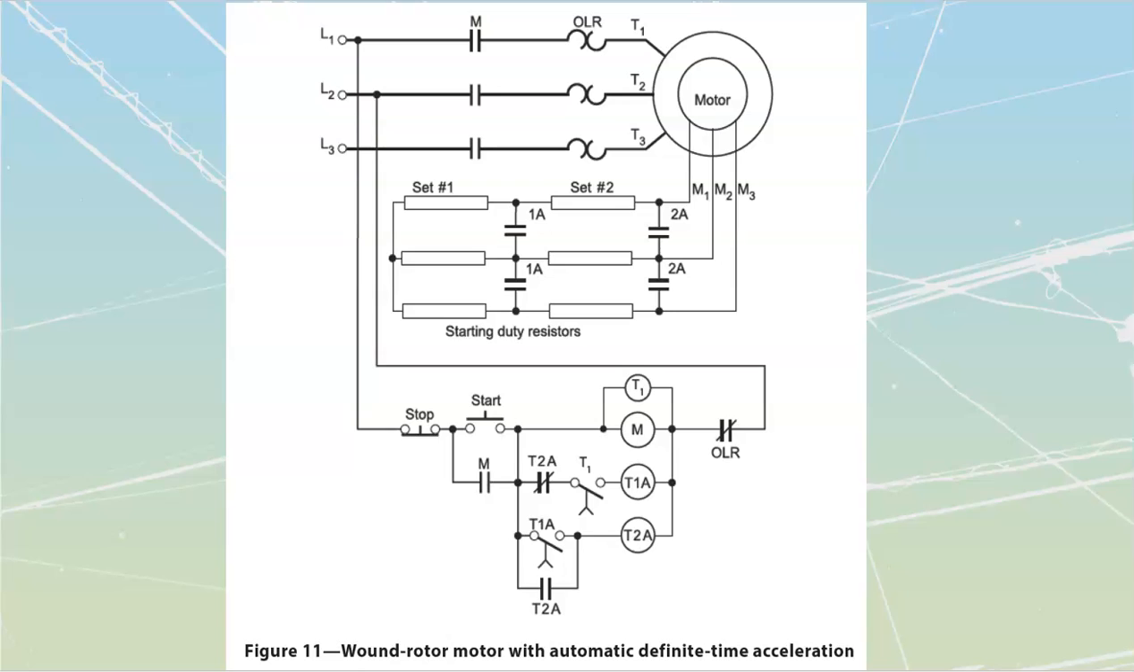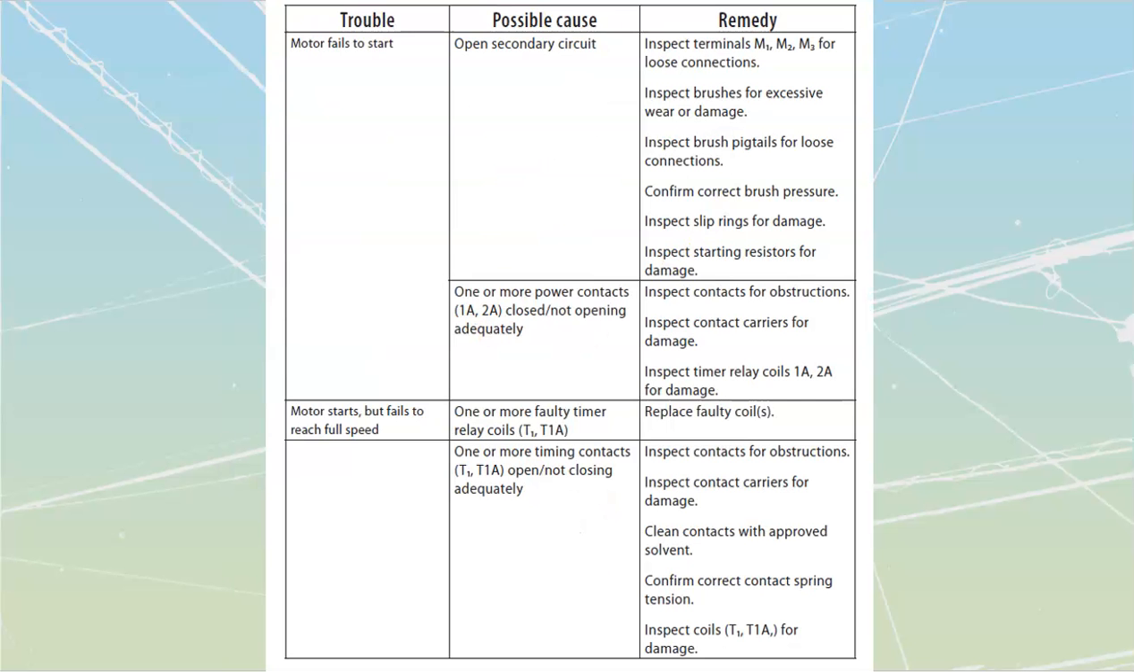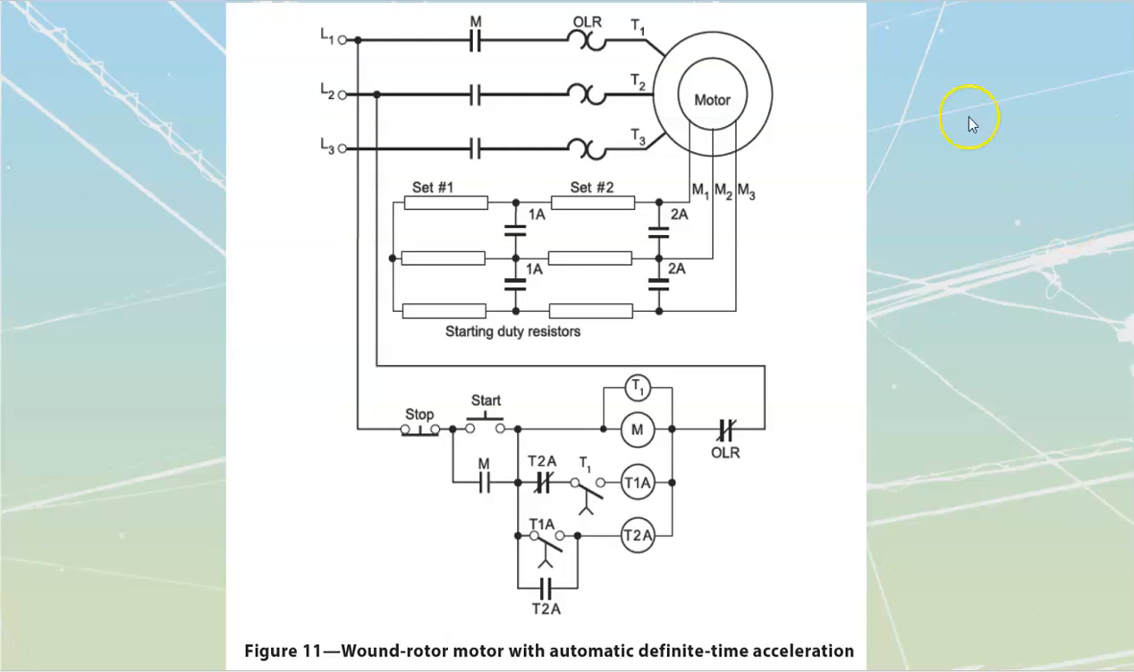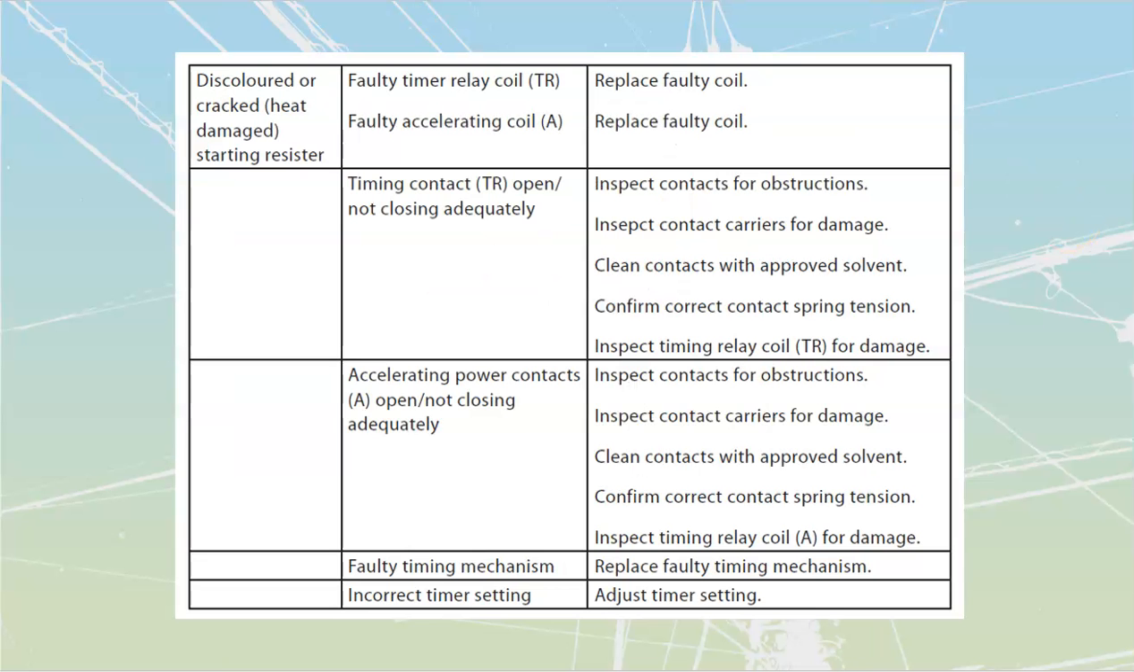If I'm looking at wound rotor motors with automatic definite time acceleration, this is where I'm going to have timers that are going to take out my resistances. I'm going to have, once again, this whole chart. Why might my motor not be starting? It could be an open in the secondary circuit, so I don't have any current flow. It could be that I have power contacts that aren't closing adequately. 1A, 2A. Go back through these ones here to double check.